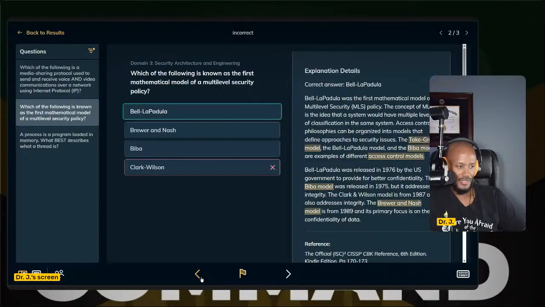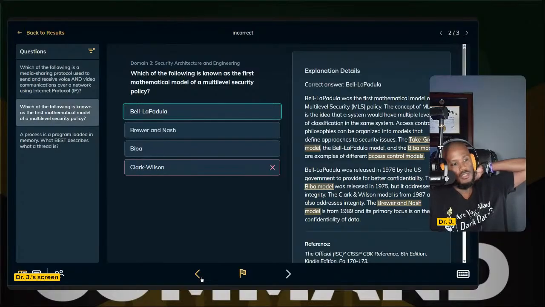I barely even know what Clark-Wilson is. Oh yeah, Clark-Wilson does integrity. Yeah, I was going to say Clark-Wilson. That and Biba, I know Biba is integrity for sure. And Brewer-Nash, that's confidentiality. Yeah.